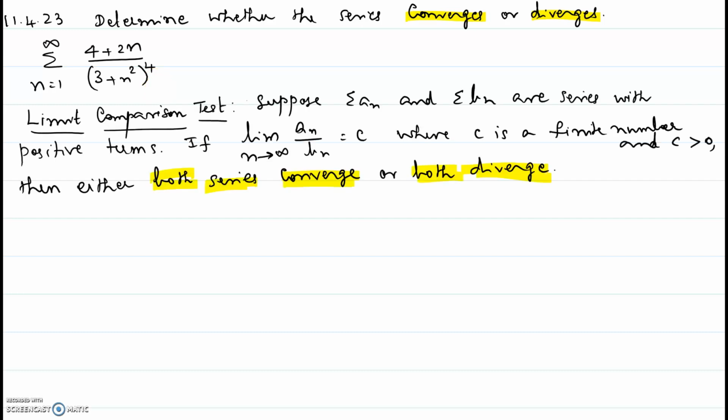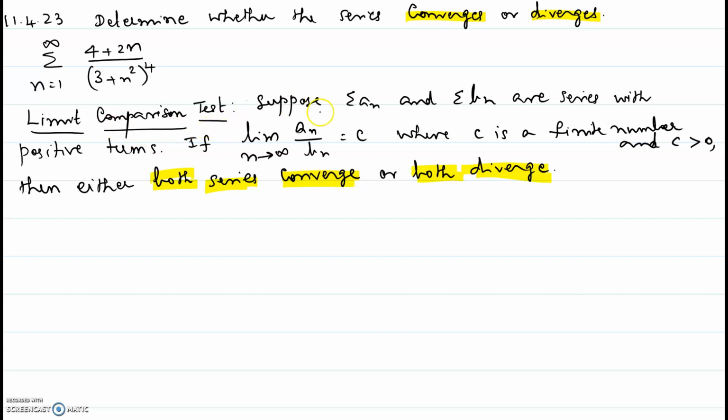Anytime the comparison test is not obvious, the limit comparison test would work. So, anytime you have an addition or subtraction in the numerator with polynomials, and the numerator is a polynomial and the denominator is a polynomial to the power of something, then the limit comparison test would work.